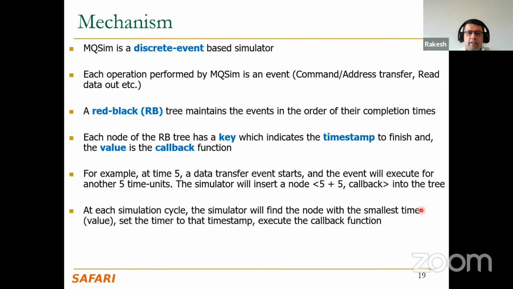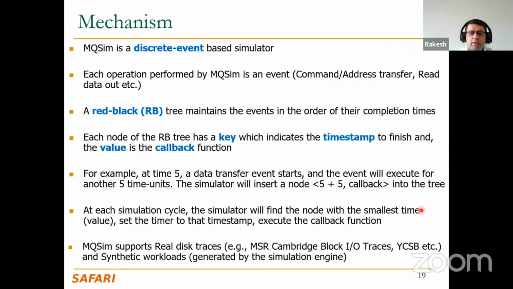So at each simulation step, the simulator will find the node with the smallest time value, set the timer to that timestamp, and execute the callback function. So the event which has to be triggered next will always be called at the time when the simulation reaches the timestamp, and the callback function is called.